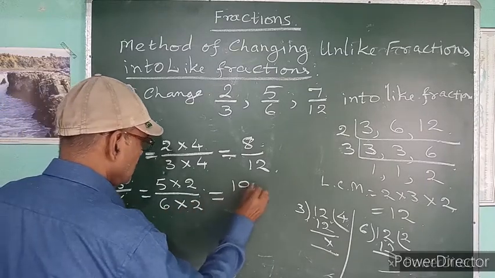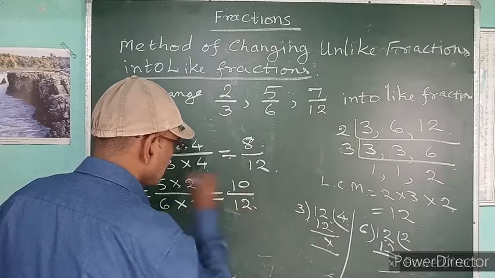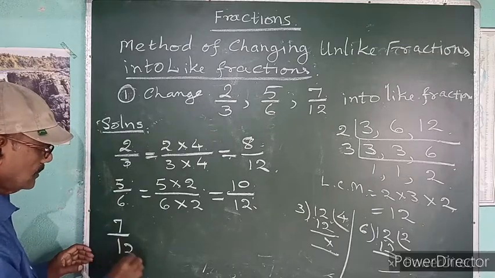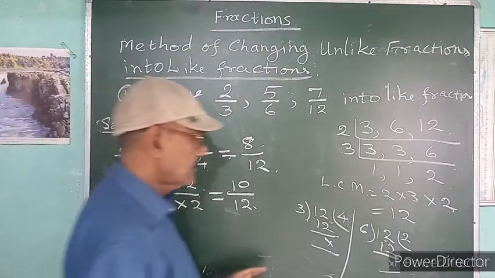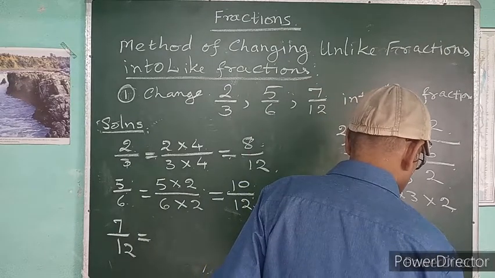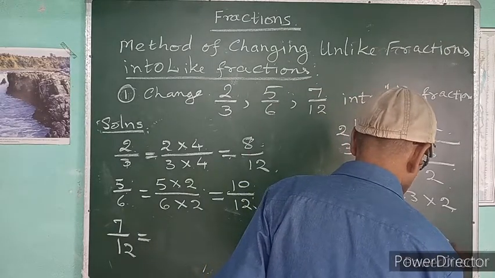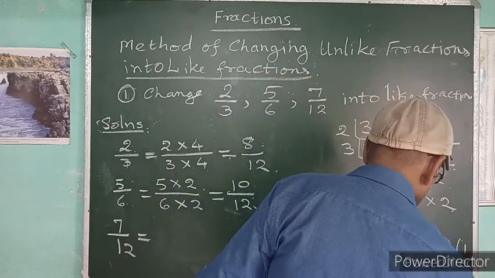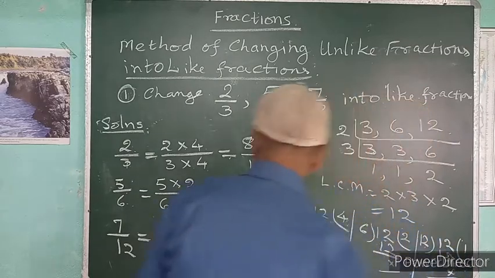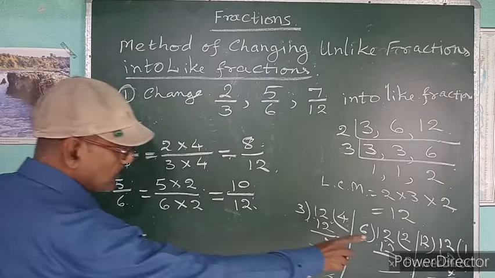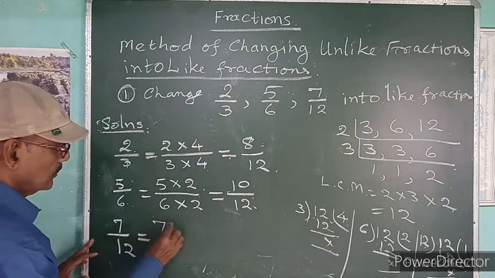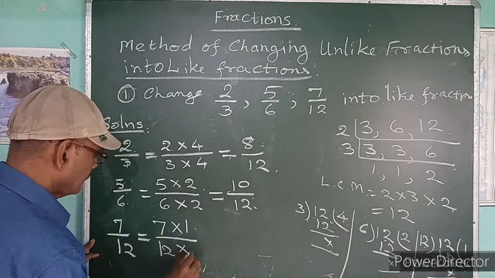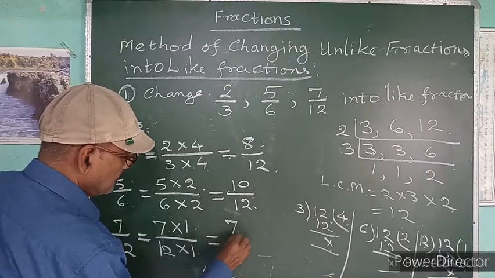So this becomes 10 by 12. Now next is 7 by 12. 12 divided by 12 is 1. Now you are going to divide 12 by this denominator 12. 12 ones are 12. Now you are getting 1 as a quotient. So multiply numerator and denominator by 1. So you are going to get the same figure, 7 by 12.